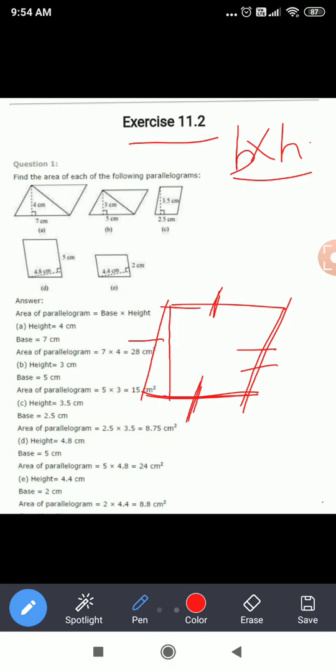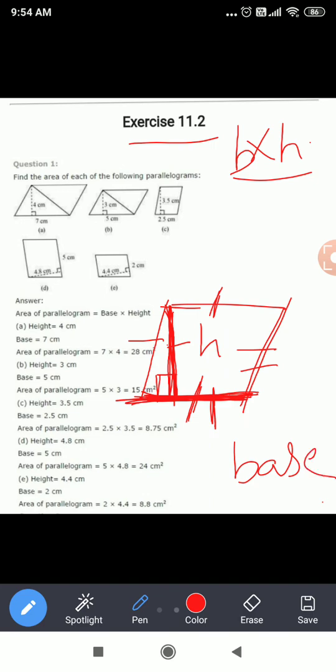Perpendicular means a 90-degree angle, a line which is making a 90-degree angle. So this perpendicular is known as the height. And the line on which this perpendicular is standing, this line will be the base. The line on which there is a 90-degree angle. You can identify the 90-degree angle by this sign.